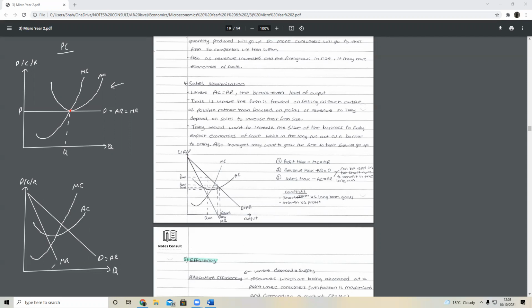But now, where would this imperfect firm produce, at what point? MC is equal to MR. Yeah, exactly. So what condition is this? Profit maximizing. Yeah, exactly. Profit max. And that is where MC crosses MR at this point here.